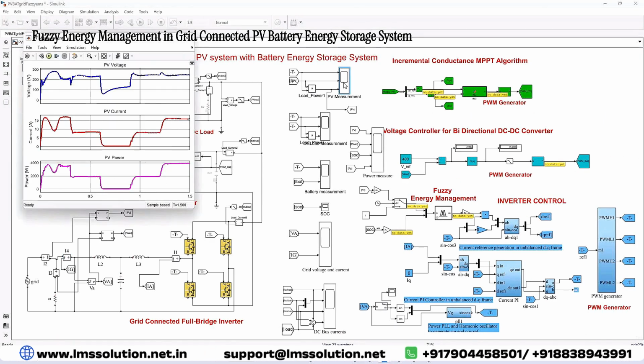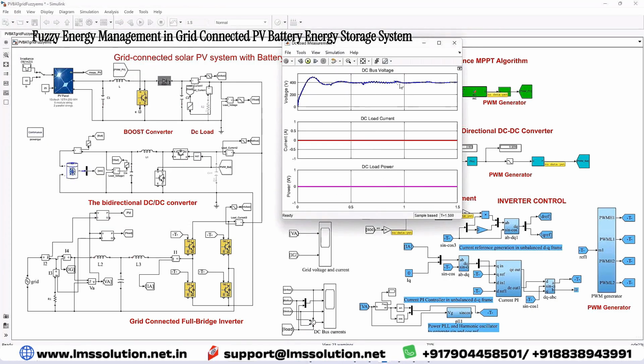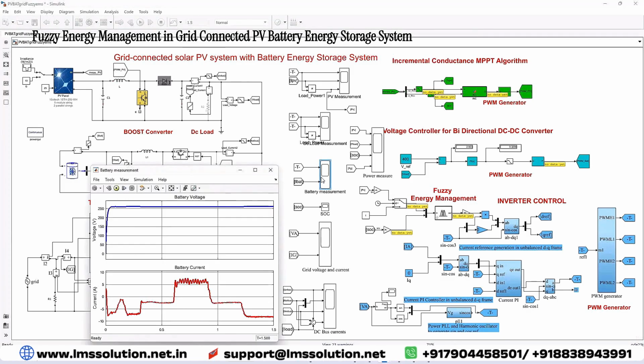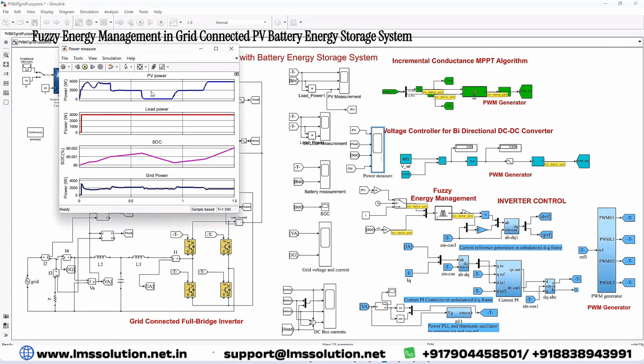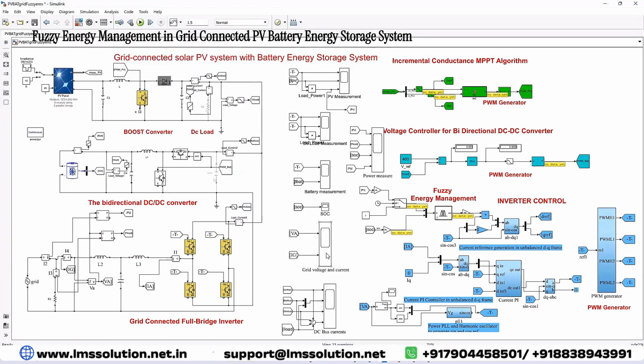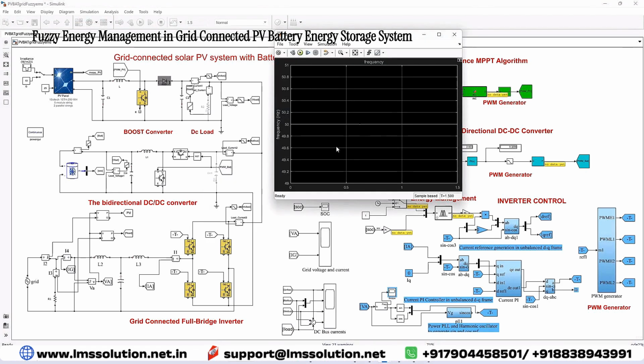This is the first scope. Here we are measuring the PV voltage, PV current, and PV power. You will see the voltage, current, and PV power for the changing irradiation condition. And this is the DC bus voltage, and then this is the battery voltage and current. And here we are measuring the PV power, load power, battery power, and grid power. And then here we are measuring the grid voltage and grid current at the point of common coupling. And here we are measuring the frequency of the system.